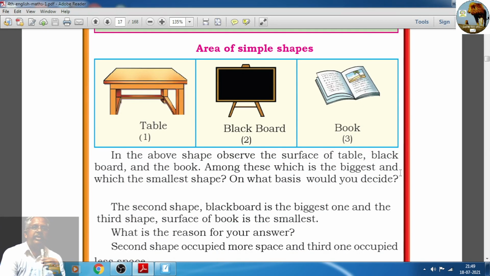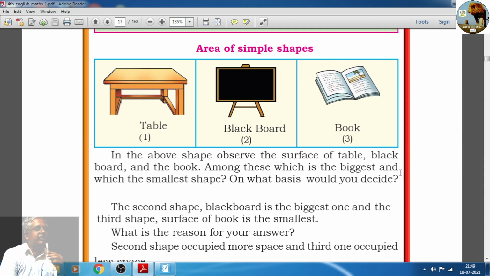Good day everybody. I would like to take a class on area of simple shapes. In this figure you see there is a table, there is a blackboard as well as a book. In reality we see them in different sizes. Now the question is how to calculate their areas. So we need a support to measure them.